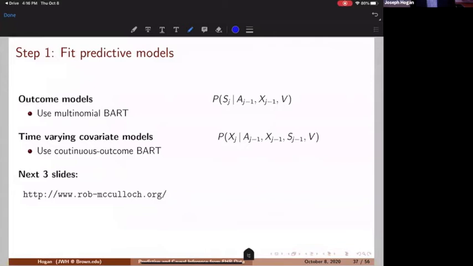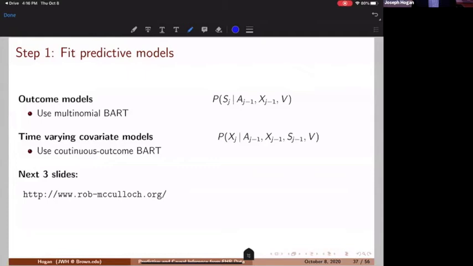For the outcome models, we use multinomial Bayesian additive regression trees to fit the multinomial models given the time varying CD4 and the baseline covariates. And we have a list of about 15 covariates. And then we also have time varying covariate models for CD4. CD4 is continuous. We also use Bayesian additive regression trees. And the reason we're doing everything in a Bayesian way is because at the end of the day, we can simulate from this big system model. It's all based on a likelihood. We get proper posterior distributions, posterior predictive distributions.